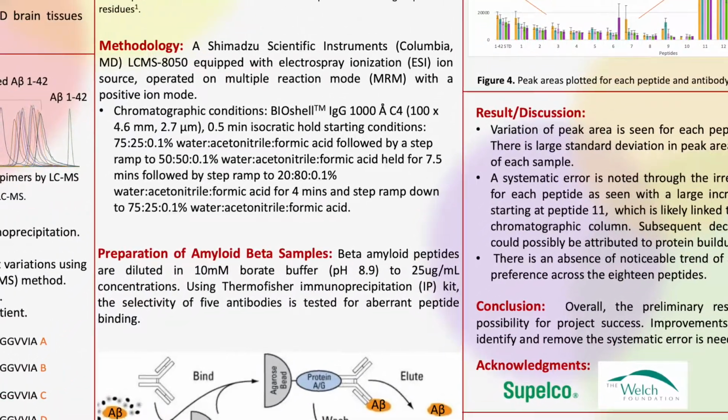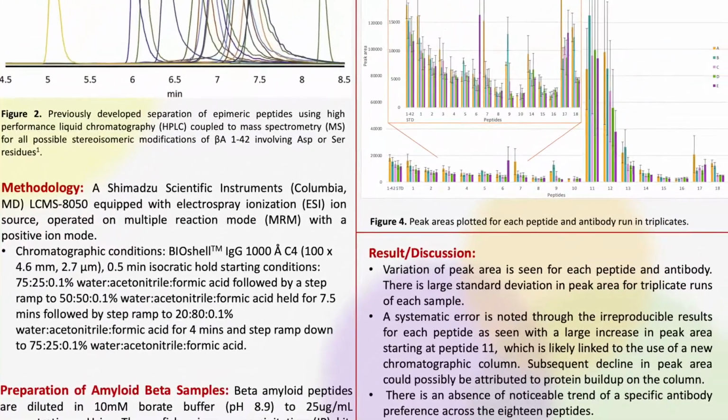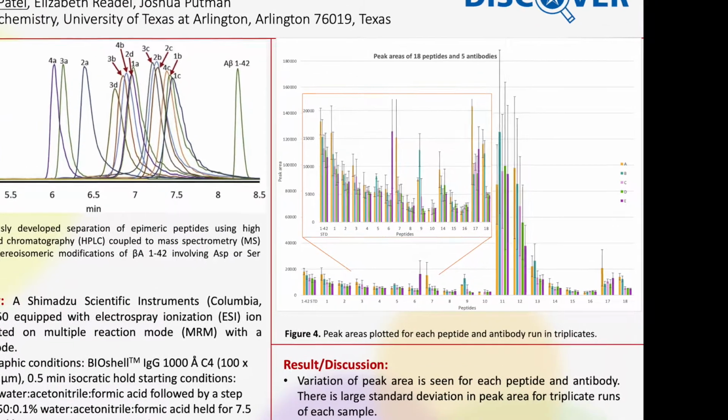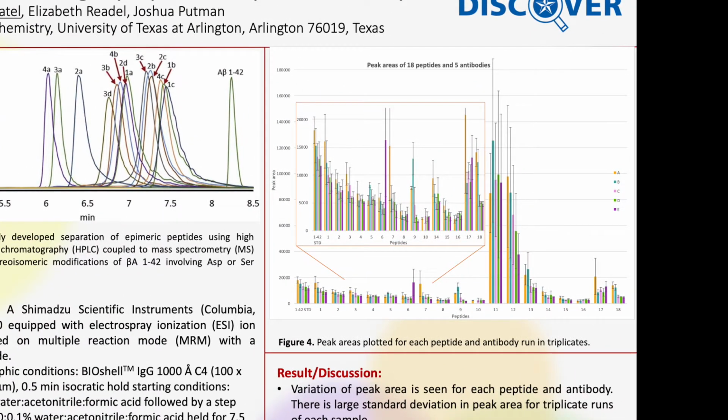In this figure, I'd like to show you the preliminary result of the 18 peptides and the 5 antibodies. Peak areas have been graphed against the 1 through 42 amyloid beta standard and the 18 different epimeric peptides. The 5 different colors indicate the 5 antibodies that were used. The results show that there is a variation of peak area for each peptide and antibody.